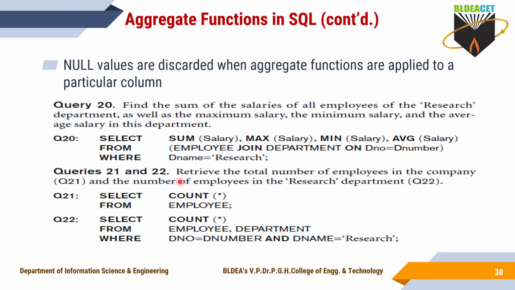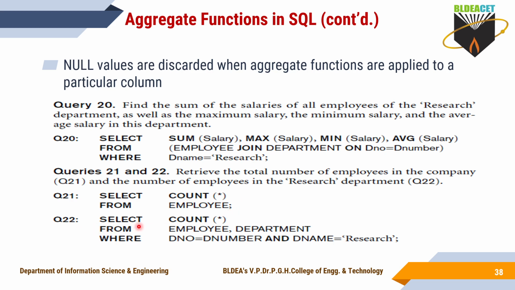Next, one more example. Retrieve the total number of employees in the company and the number of employees in the research department. Here I have written the solution for these two queries. The first query retrieves the number of employees in the company. How many employees are there in that particular company? The solution is: select count asterisk. Count star counts the number of tuples in the employee table.